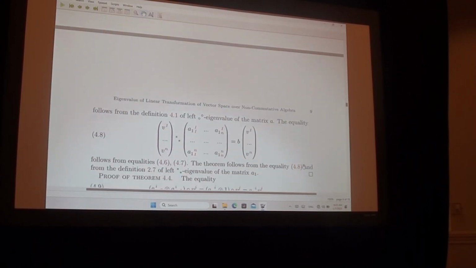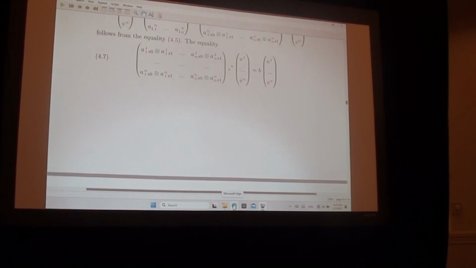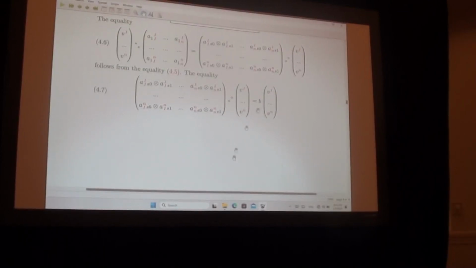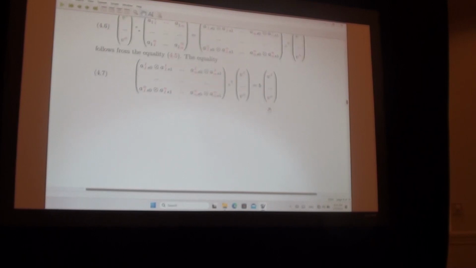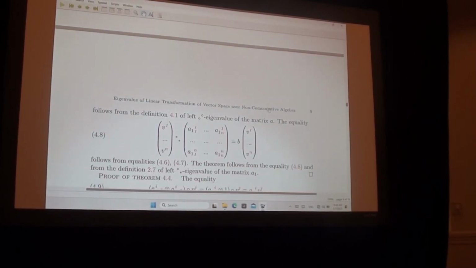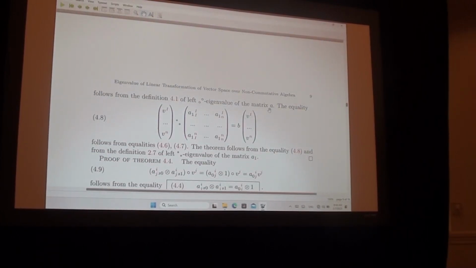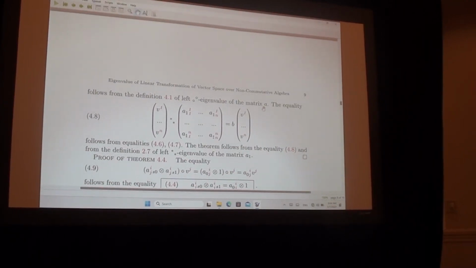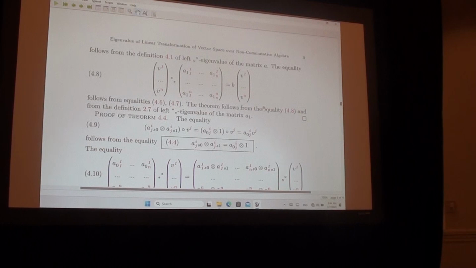The equality 8 follows from the equalities 6 and 7, because we see we have on this side the same product of the matrix. So this product equals this product. The theorem follows from the equality for A and from the definition of the real RCO eigenvalue of the matrix A1.